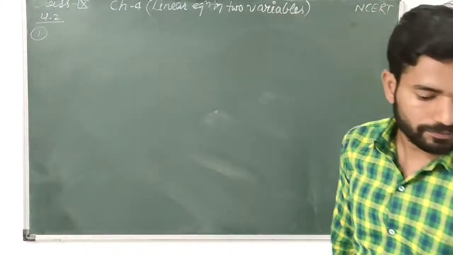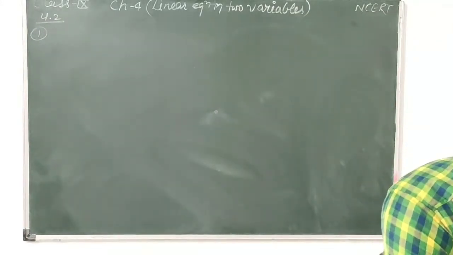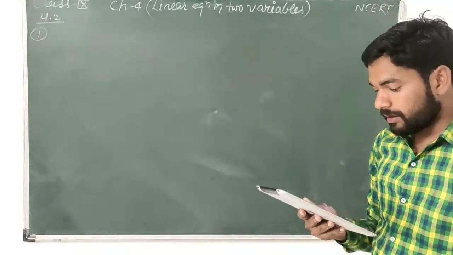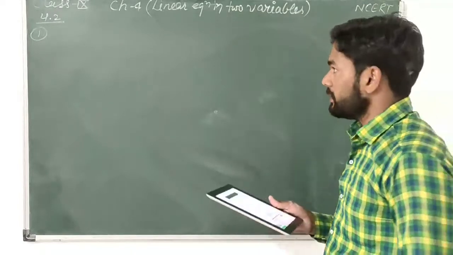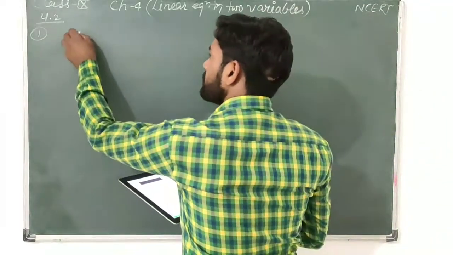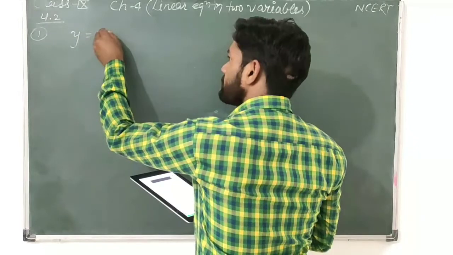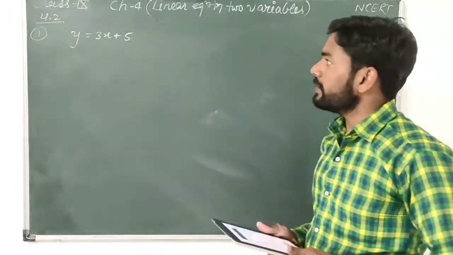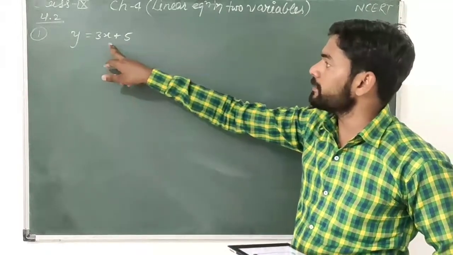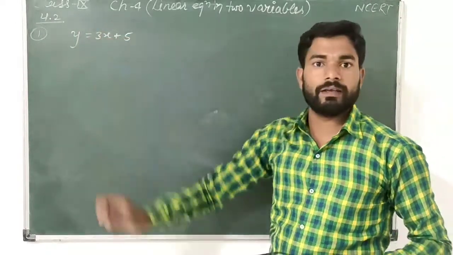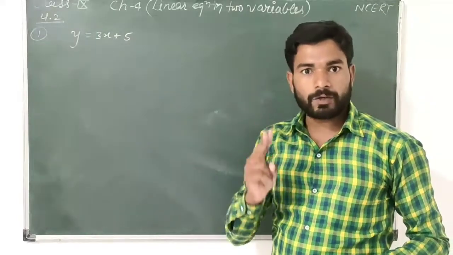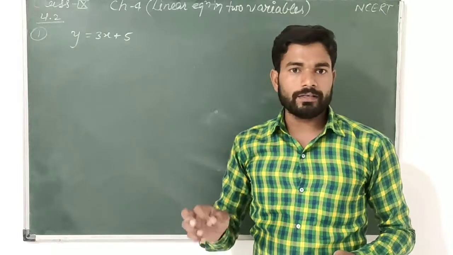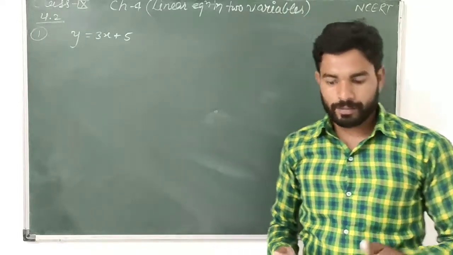What is the question? Which one of the following options is true and why? y is equal to 3x plus 5. An equation is given in this form. It is a linear equation because the degree of both the variables is 1 and there are 2 variables available. One is x and the second is y. That's why it is a linear equation in 2 variables.